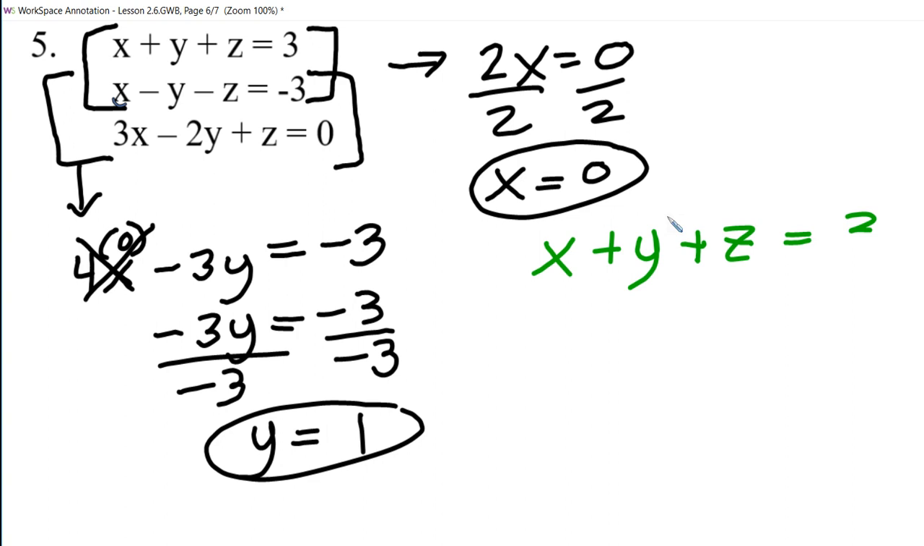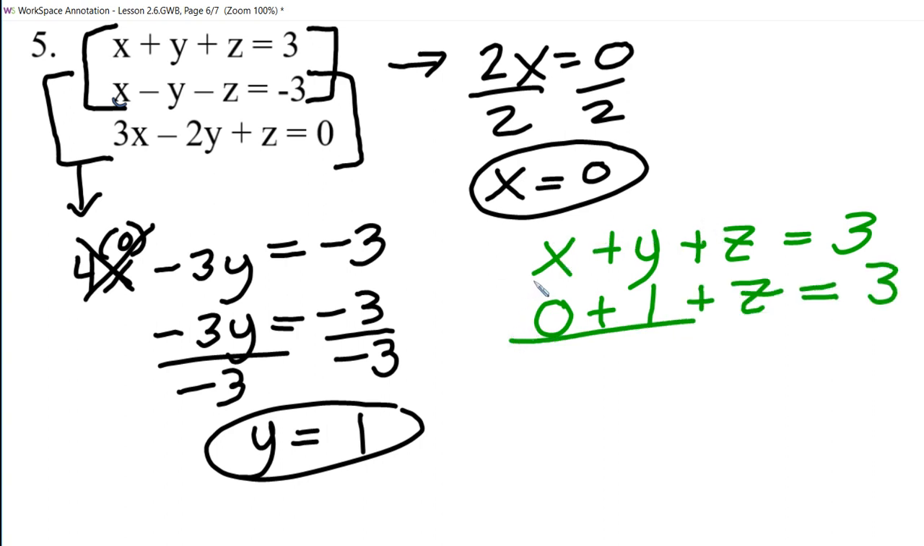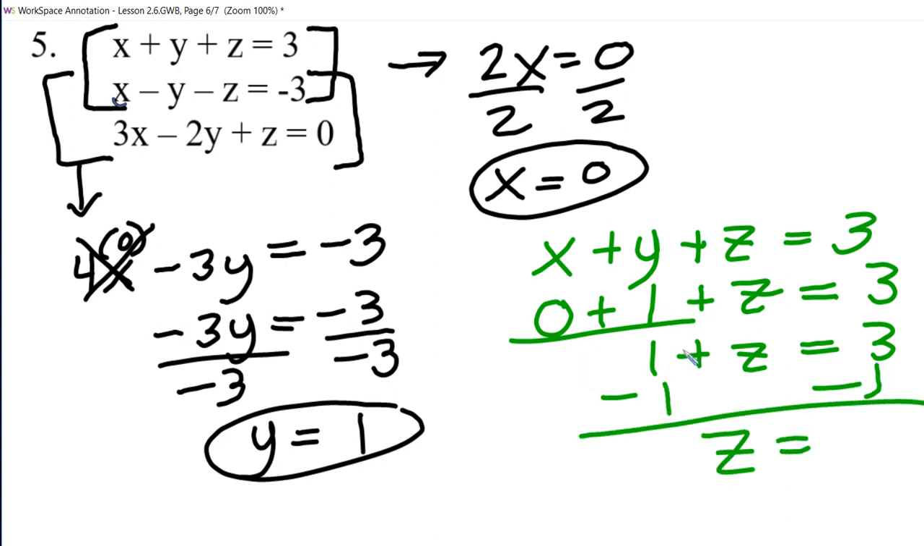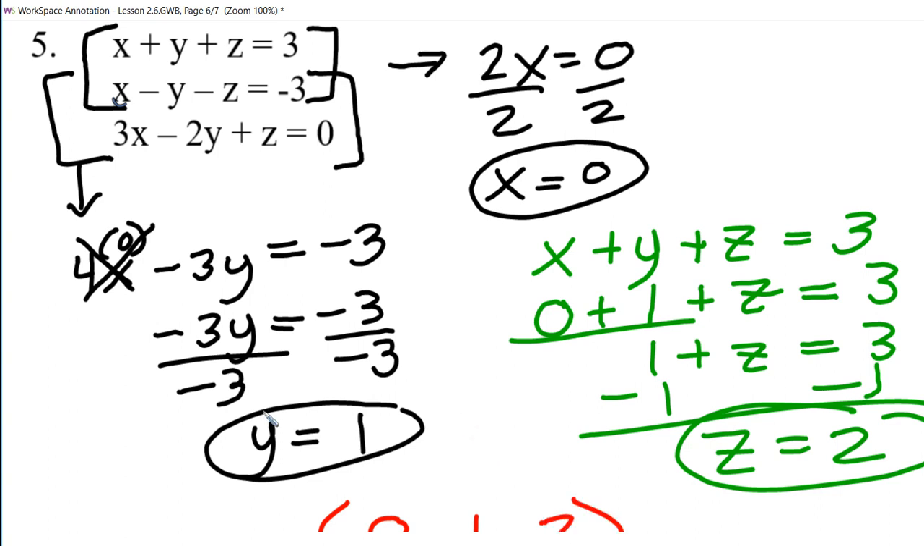What do I put for x? 0. What do I put for y? 1. And we're solving for z. Combine these. 0 plus 1 is 1, so 1 plus z equals 3. Subtract 1 from both sides, and what does z equal? 2. Am I finished? Write your ordered triple: x, comma, y, comma, z. What's my triple? 0, comma, 1, comma, 2.